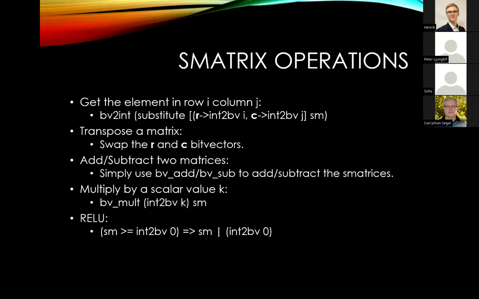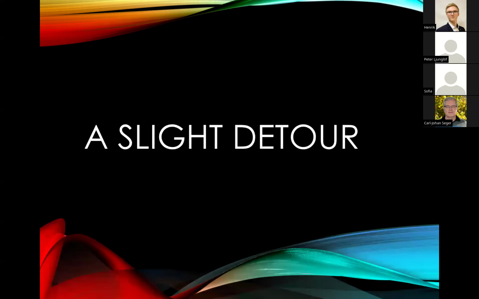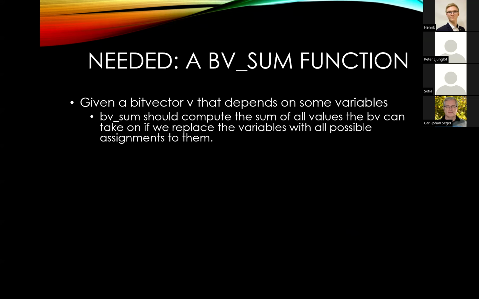And then someone like John asks, what about multiplication of two matrices? Now we're getting a little bit awkward. There really is no good way to do this, at least at first. But actually, there is. So I'm going to do a bit of a detour here to get into thinking about this. What we need, I realized after a while, is some kind of BV sum function.